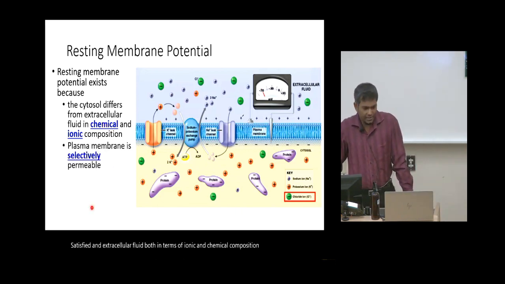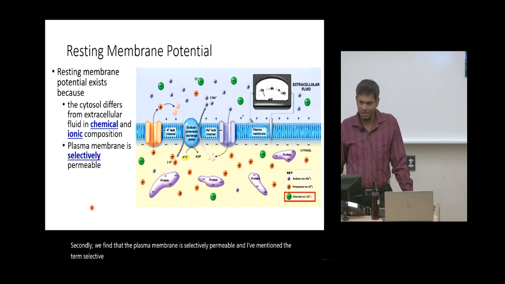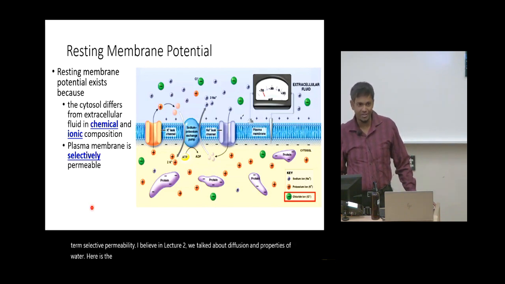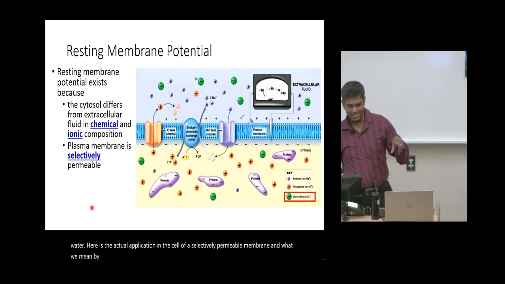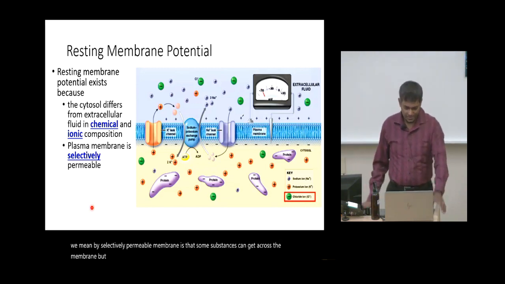Secondly, we find that the plasma membrane is selectively permeable. And I mentioned the term selective permeability, I believe, in lecture 2 when we talked about diffusion and properties of water. Here is the actual application in the cell of a selectively permeable membrane. And what we mean by selectively permeable membrane is that some substances can get across the membrane but others can't. And so what are these?